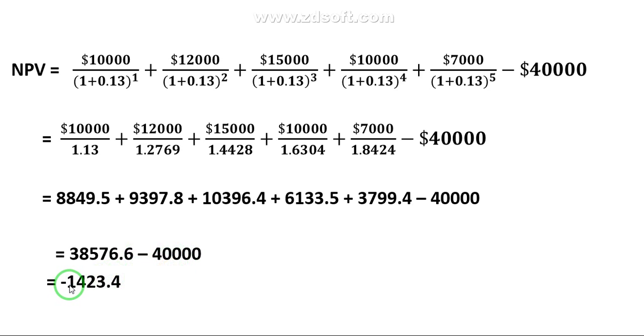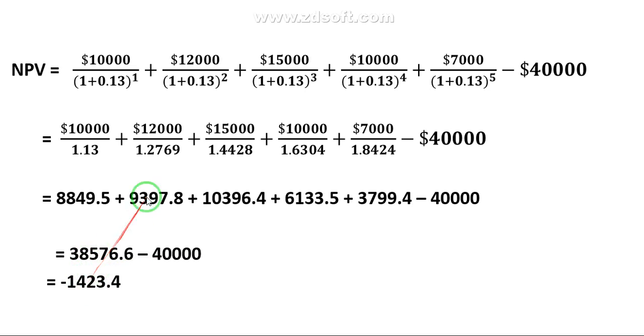So what does minus mean here? Minus value means 1423.4 is negative because the 40,000 rupees of initial investment was higher than the net cash flow with respect to the 13% discount rate. When we subtract, what value do we get? A negative value.